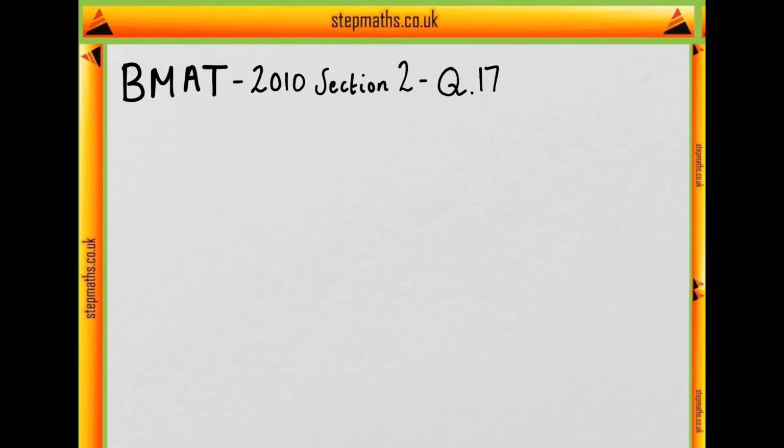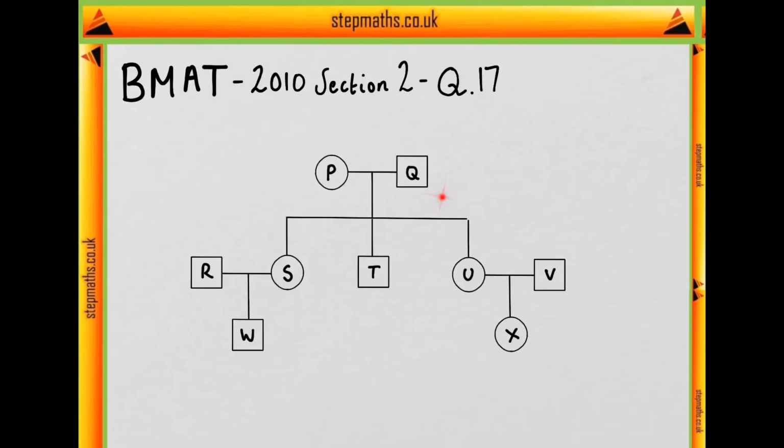Question 17 involves a family tree. This one's given here, and we're told that in this family tree, individuals P and Q are carriers of a recessive allele. Now, carriers is a byword, by and large in the BMAT, for a heterozygote, i.e. someone who carries the recessive allele but does not express it.